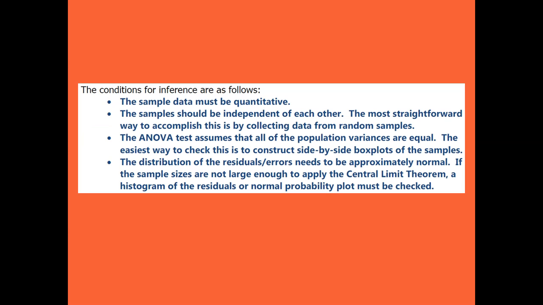The conditions for inference. First, this only makes sense for quantitative data. You want to have samples that are independent of each other, and as usual, the easiest way to accomplish that would be to take random samples. The third bullet point is actually a really big deal for an ANOVA test, the assumption that all the population variances are equal. The way that you check it is to construct side-by-side box plots, and as long as the boxes are of similar size, that's considered to be good enough. The thing that would be problematic is if you had one box that was a lot bigger than another box when you're looking at those box plots.